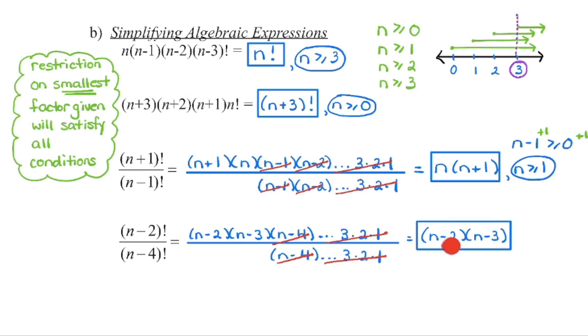Now if you wanted to FOIL this out and get n squared, negative 3n minus 2n is negative 5n, plus 6, that would be okay as well, but we can just leave the answer in factored form.